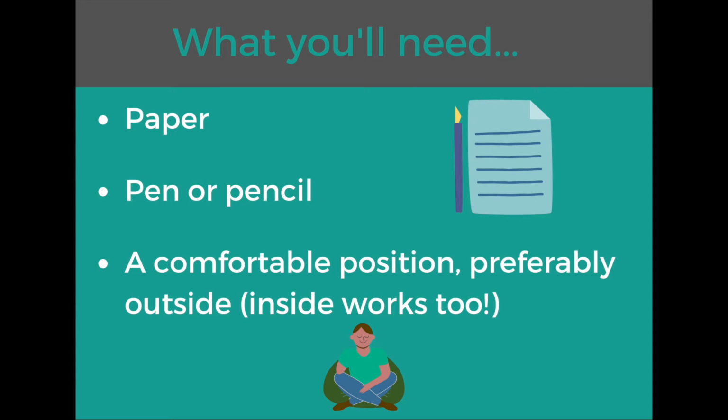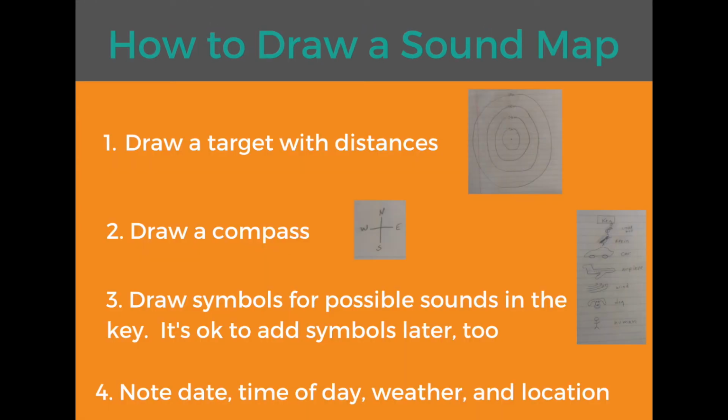To make a sound map, you'll only need a piece of paper, writing utensil, and a comfortable place to listen and sketch. I'd recommend starting in an outside location, but inside works too. Before listening, draw a target. Your location will be at the center of the target, and the rings around the center will represent the distance around you. The further the ring from the center, the further the distance from you.